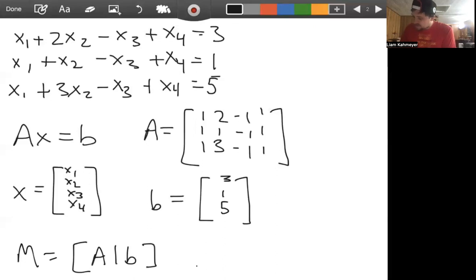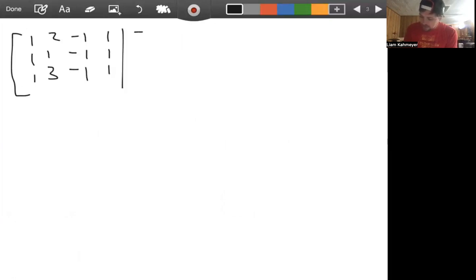And so let's set up this augmented matrix first. The augmented matrix that we are going to get for this particular system is 1, 1, 1, 2, 1, 3, negative 1, negative 1, negative 1, 1, 1, 1, and then 3, 1, 5. This is our augmented matrix, right? And now how do we use an augmented matrix to solve a system of equations? Well, we have to put this augmented matrix in reduced row echelon form. And so let's do that.